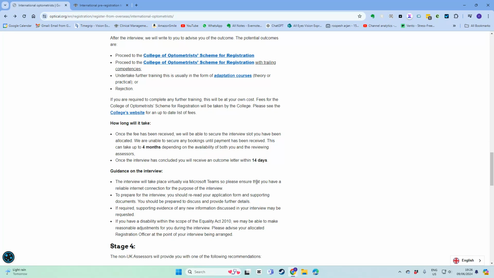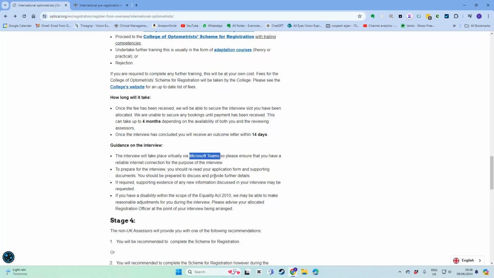It takes place via Microsoft Teams. So one thing I would definitely suggest is make sure you know how to use Microsoft Teams and you have reliable internet. Reread your application and supporting documents to be prepared to discuss and provide further details.